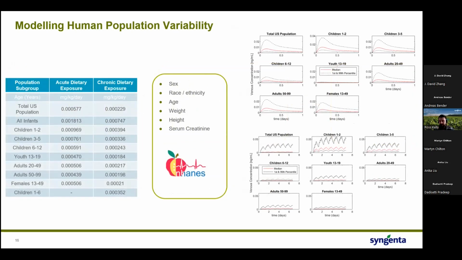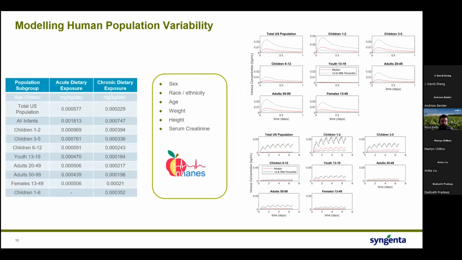So why are we interested in this? Recall, we're interested in understanding the internal exposure of a series of population subgroups. So with our population samples, we were able to simulate a time course profile for acute and chronic exposure for each of these. And we've now got a predicted internal exposure. And again, we've got a median and an upper and lower bound, so we've got some variance in the model outputs.